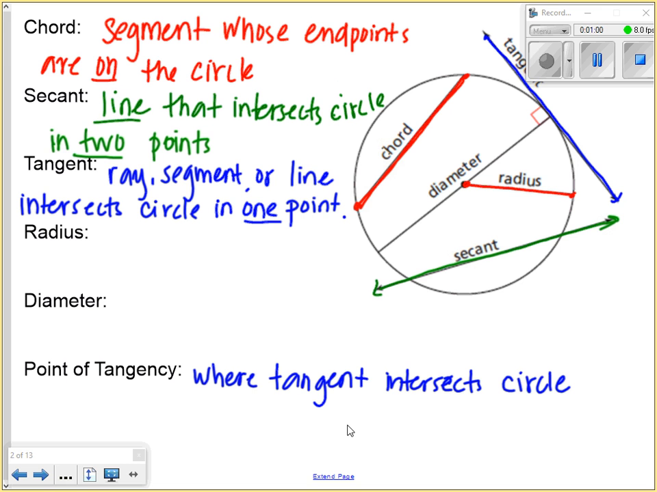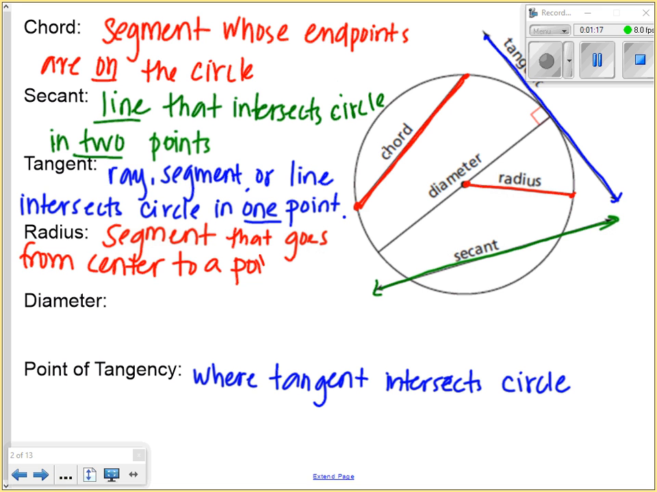But you're correct. So it's a segment. And you said it goes from the outside of the circle to the center. I'm just going to flip that around and say it's a segment that goes from the center to a point on the circle. And there are infinitely many, and radii is the plural word for radius, so I promise I'm not making up words up here. But there are infinitely many radii inside of a circle, and they're all the same length, so that should not be new information to you.